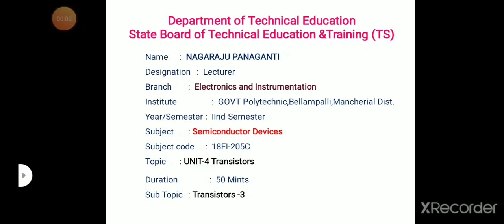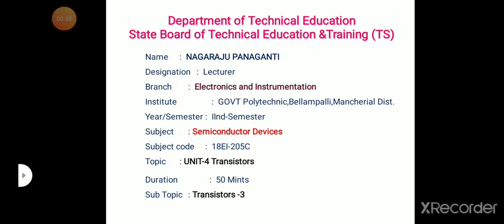Good morning, students. Today we are going to discuss the third part of the transistors. In the previous classes, we discussed the transistor formation and transistor operation. After that, we discussed the configuration of the transistor, that means how we can connect the transistor in different ways, in the last class.